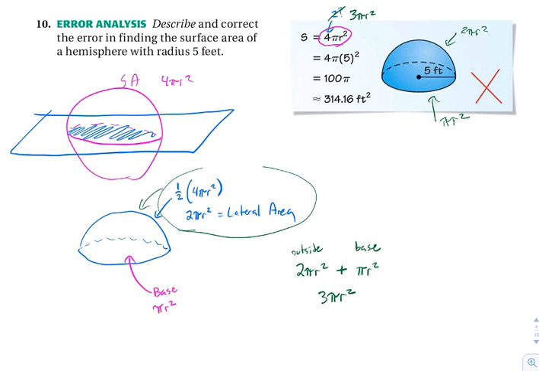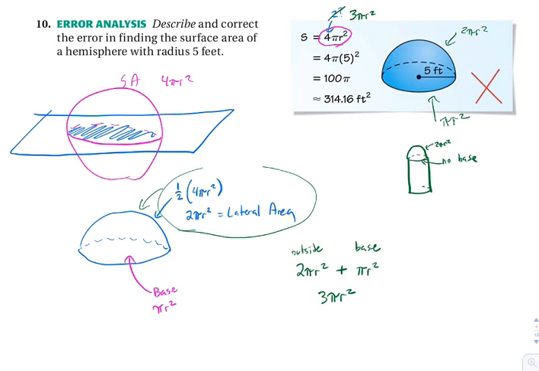If we say what's the surface area of this hemisphere, since the bottom's exposed to air, we count it. If I said what's the area of a cylinder with a hemisphere on top, well, then we would only count that lateral area, or the 2 pi r squared, and there would be no base.